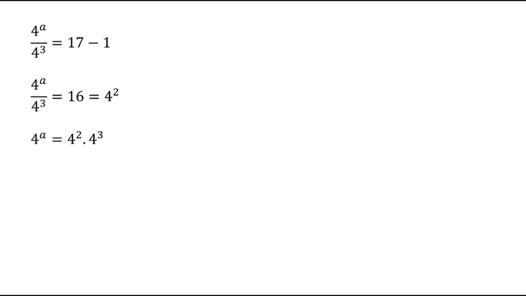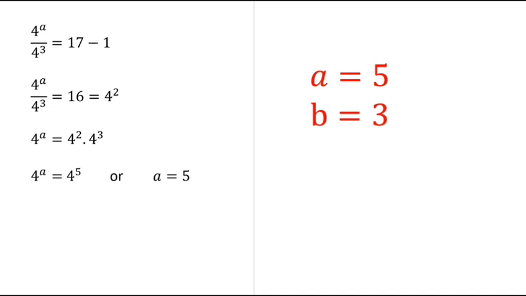Here we get 4^a is equal to 4^5, which means the value of a is 5. Hence we get our required value of a is equal to 5, b is equal to 3 and c is equal to 1.